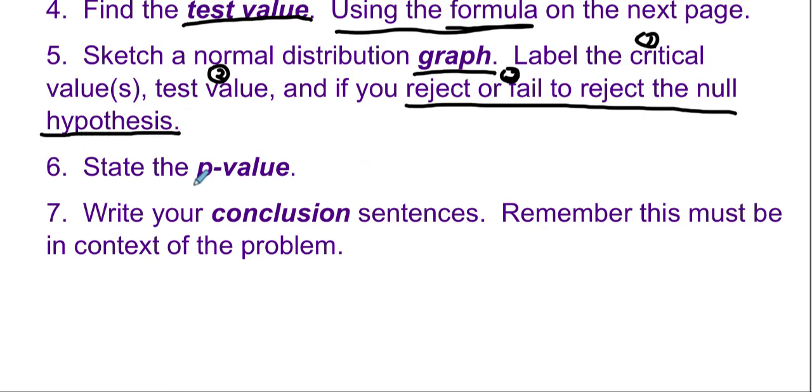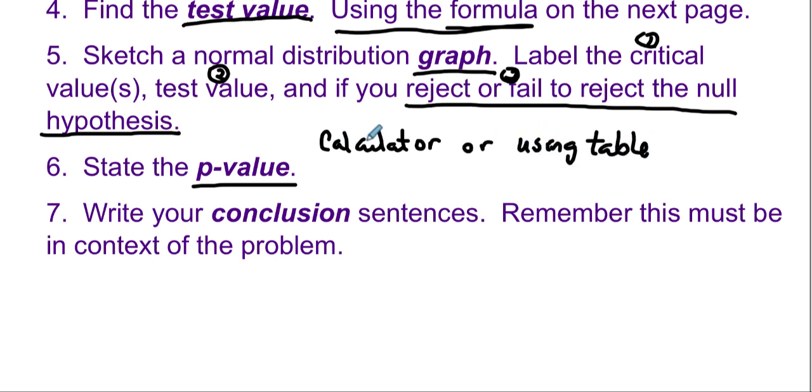P-values can be found either with your calculator or by using the table of values. But since everybody's required to have a graphing calculator for this course, I'm just going to teach you how to do it using your calculator. In step 7, we need to write your conclusion sentence. Remember that you must include the sentence in context to the problem.